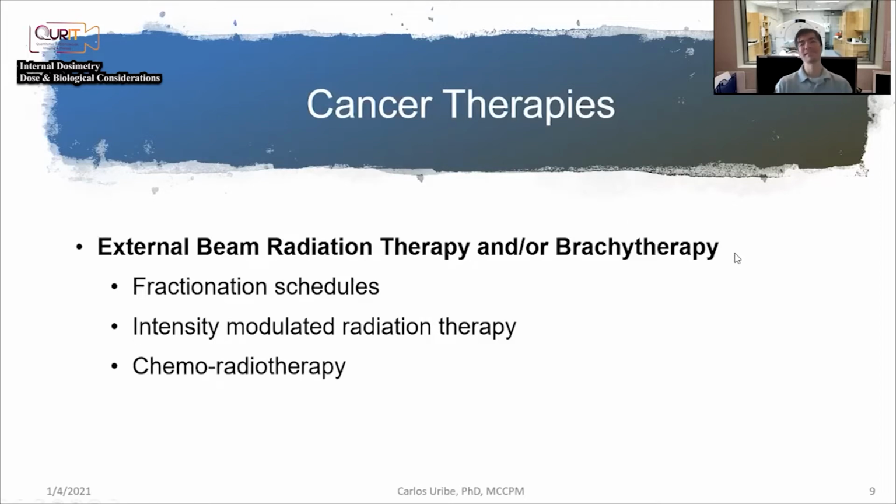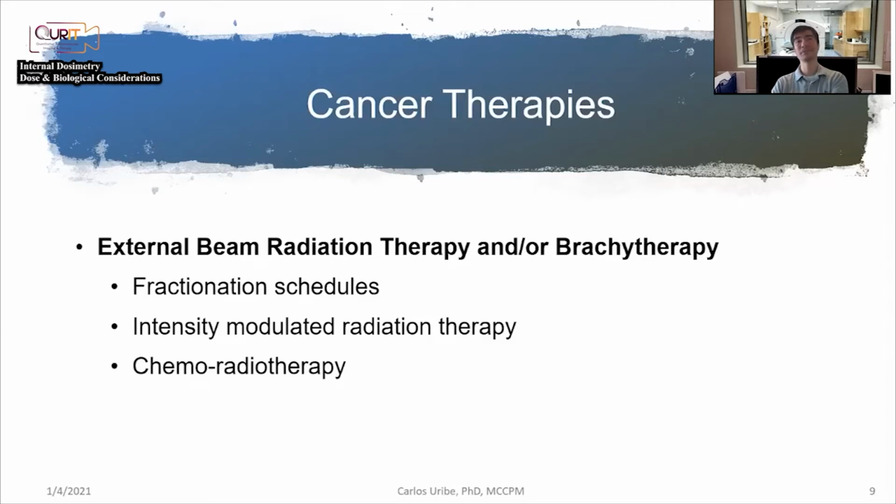Brachytherapy is a similar idea, but we have radioactive sources that are solid sources. We call them seeds. And then these seeds are implanted in the patient around the tumor or the area that needs to be treated. That radiation will ideally destroy the cancer cells. We talked about that in the previous lecture.